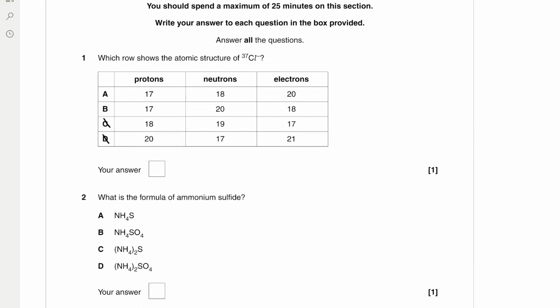Then we can look at the number of neutrons, which we'd calculate by subtracting the atomic number, which is 17, from the relative isotopic mass, which is 37, and that gives us 20. So therefore it must be B. But let's just double check because we have a minus charge on our chlorine ion. That means we've got an extra electron from what you would normally have, and the atomic number is 17, so that's the number of electrons in the atom. If you add 1 onto that, you get 18, which is correct. So it must be answer B.